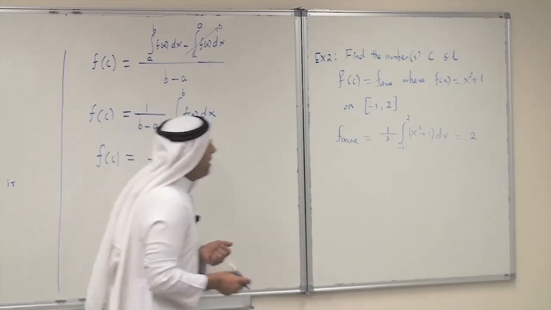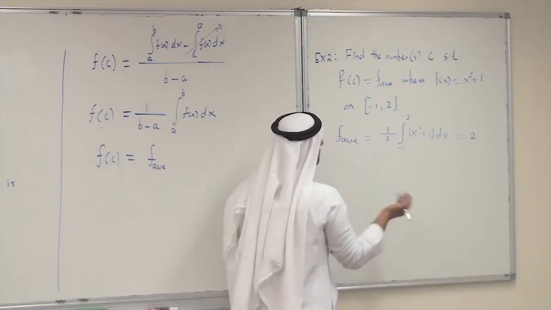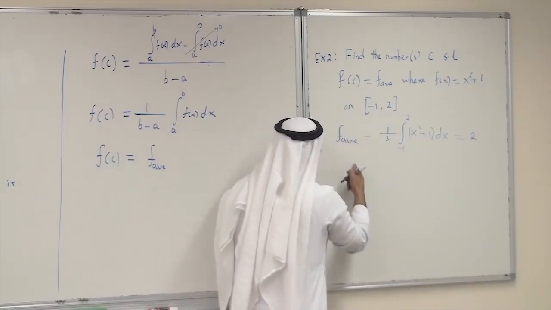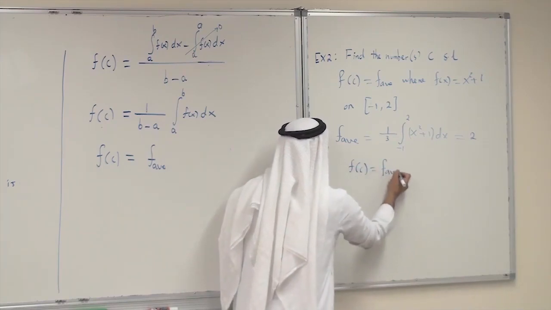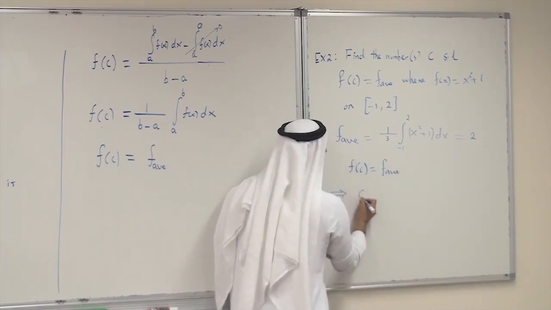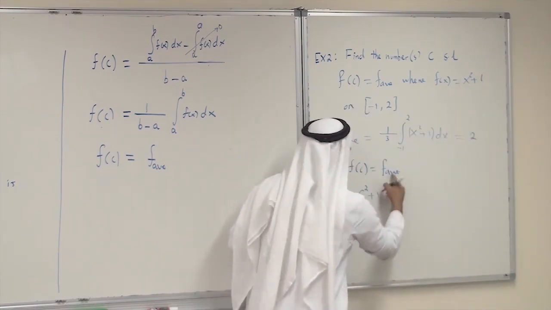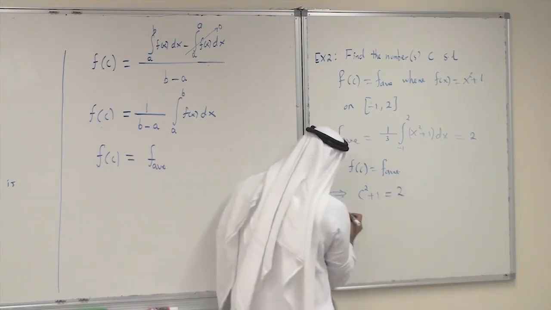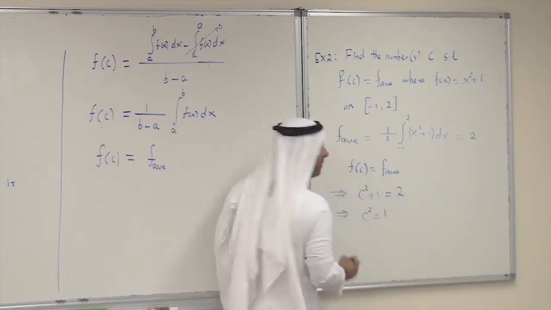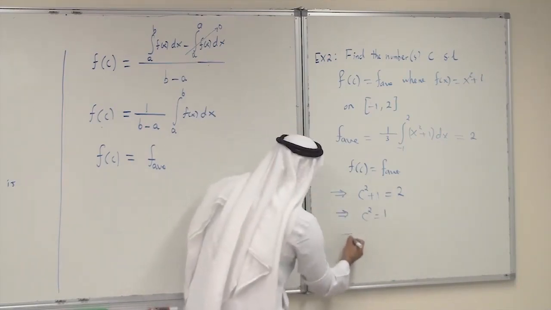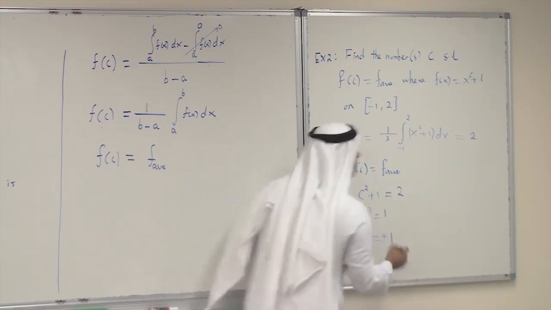Now, we need the value of C for which f of C equals f average. So what should we do? We evaluate f of C. F of C is equal to f average. It means C squared plus 1, I'm replacing this by C, equal to f average. F average is equal to 2. So, I get two values actually. C squared will be 2 minus 1, that's equal to 1. And in this case, I have C is plus or minus 1.